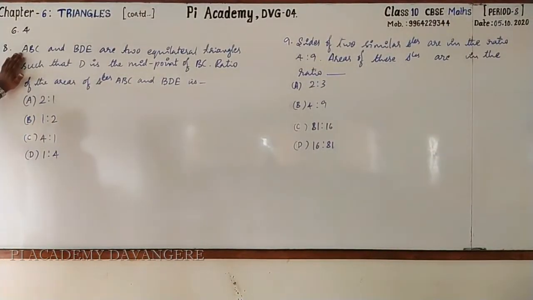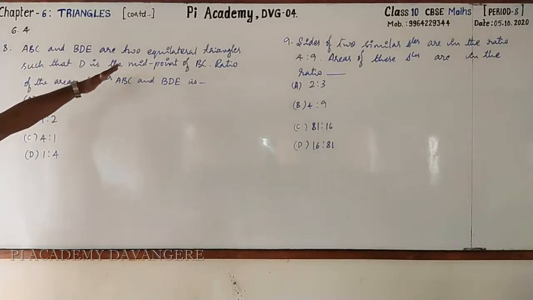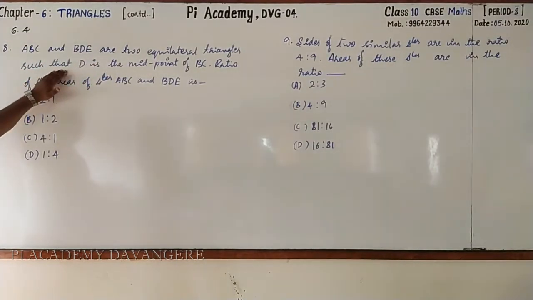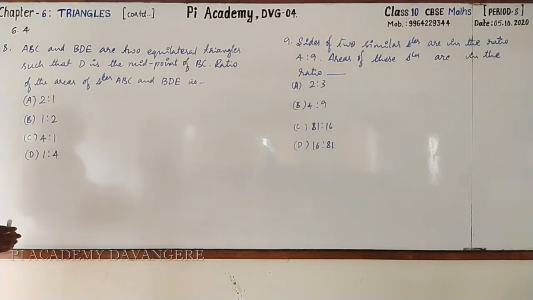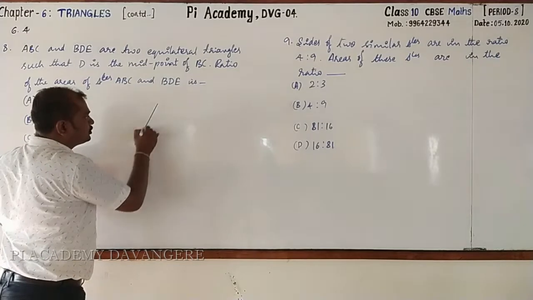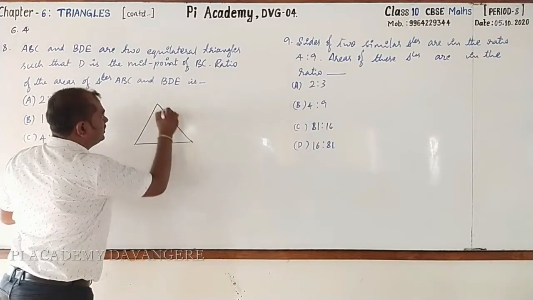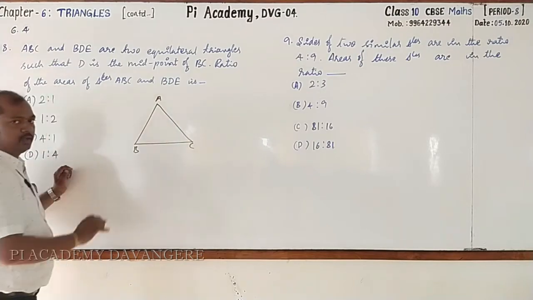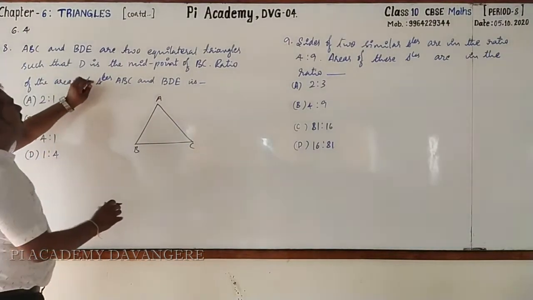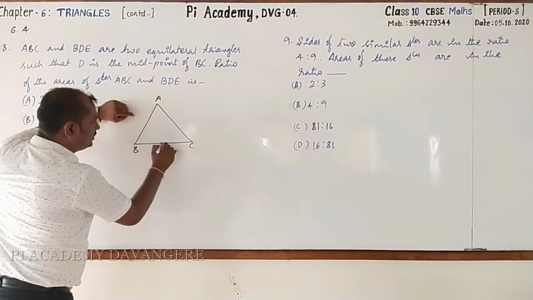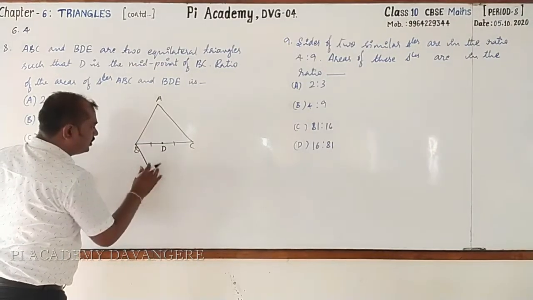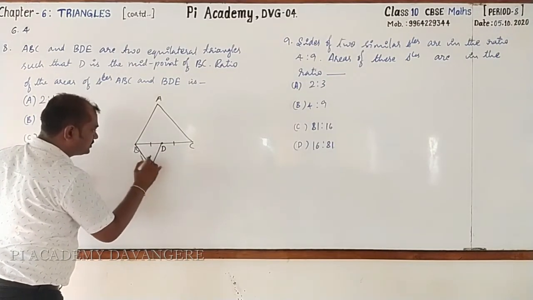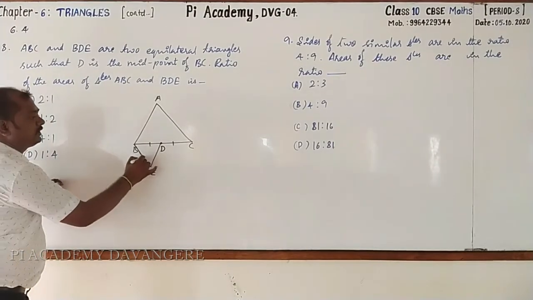It's very simple. ABC and BDE are two equilateral triangles such that D is the midpoint of BC. Ratio of the areas of triangle ABC and BDE, what will it be? See, very simple. Here I am going to draw an equilateral triangle ABC, in which all sides are equal. And D is the midpoint of BC. Look here. This is the point D. Hence these two are equal. BDE is also an equilateral triangle.